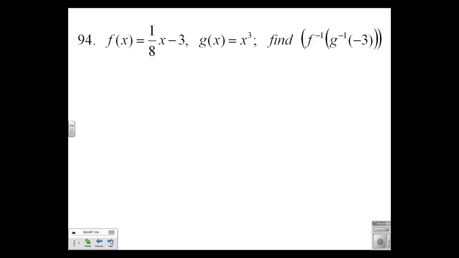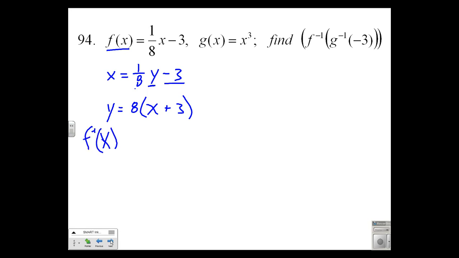Okay, here we're supposed to find f inverse of g inverse of negative 3, and there's just a lot going on here. So I guess I'm going to find f inverse first. So I'm going to set y equal to x and x equal to y, and I'm going to solve this for y. I'm going to go y equals, I'm going to place my x and then see what I have to do. From y, I need to rescue 3 with addition, and then I need to rescue 8 with multiplication, and I get this. Or y equals, I guess I can call that f inverse of x equals 8x plus 24.